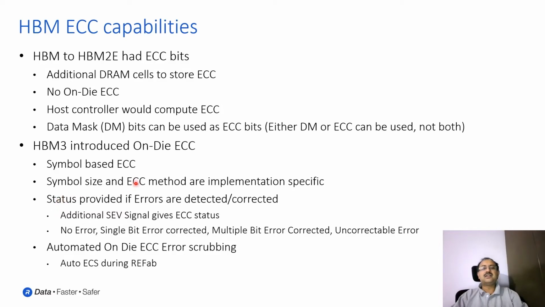And whenever there is an ECC error detected, it will be corrected or detected. That information is provided back with extra 2 bits of severity signal, which tells whether there was a single bit error corrected, multiple bit errors were corrected, or there is an error which cannot be corrected. And also when there is a refresh all banks, some automated on-die ECC error scrubbing was done. So this covers some important aspects of reliability.